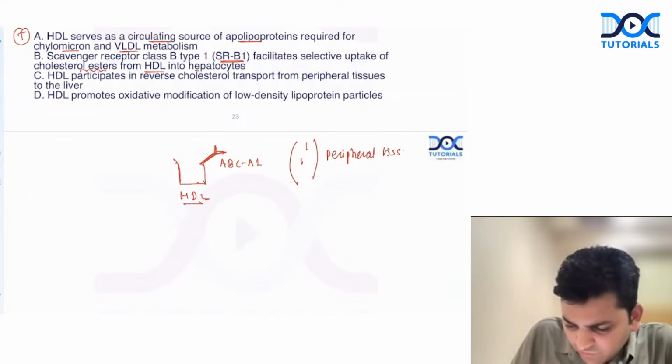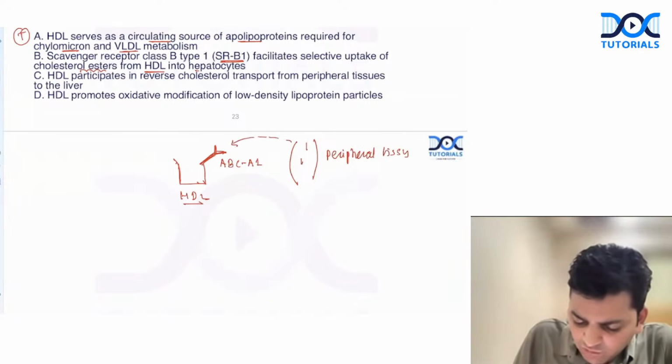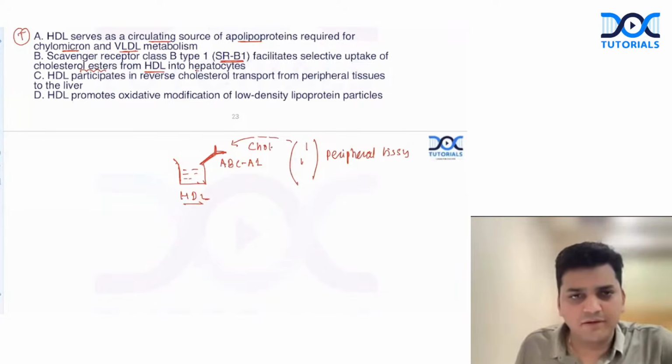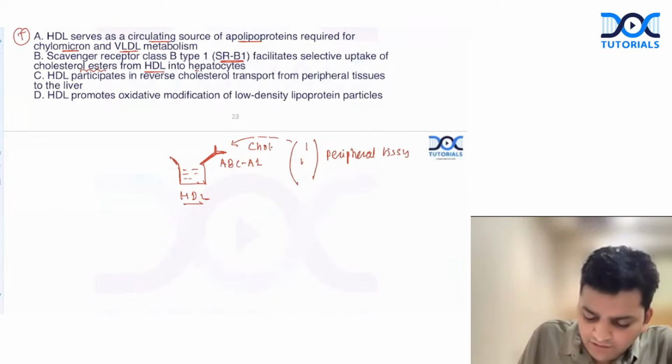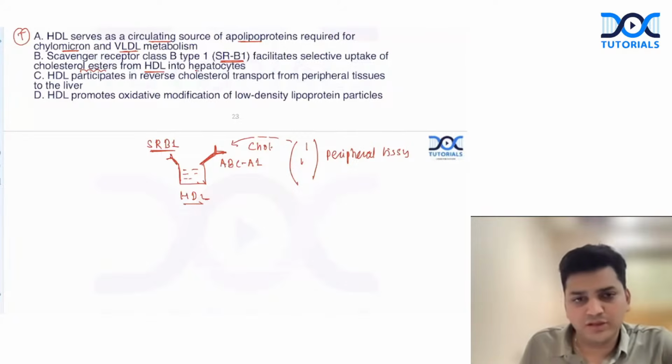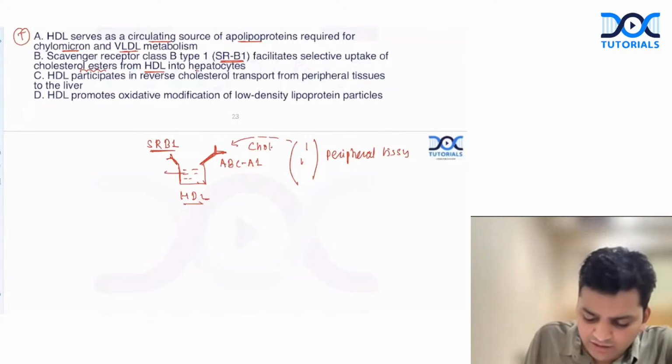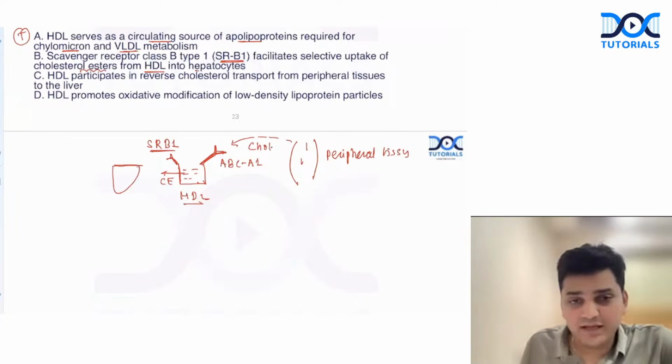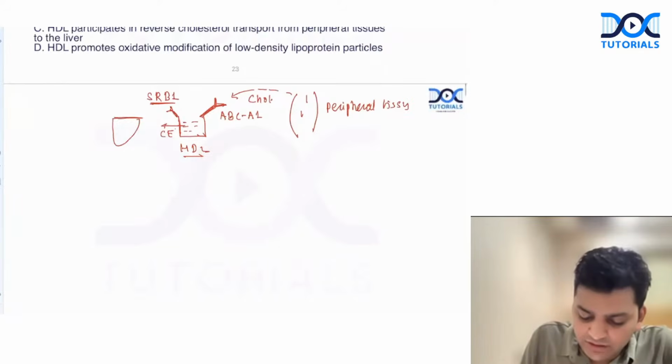From the peripheral tissue, we want to take up the cholesterol and bring it to the bag of HDL. That is done by the ABCA1. But there is one more receptor, the SRB1. It facilitates the transfer of cholesterol esters from the HDL to the hepatocyte to some extent. Not significantly, but yes, to some extent, the cholesterol esters can be directly transferred with the help of SRB1. But most of the cholesterol esters are not transferred via the SRB1.